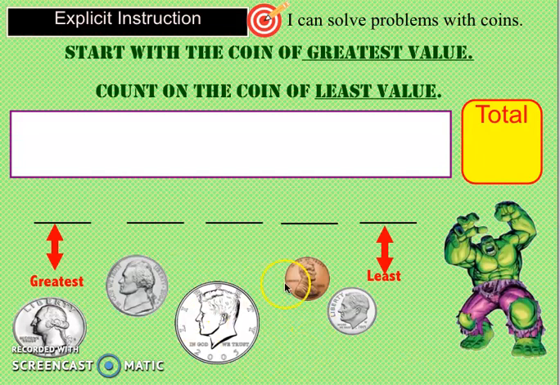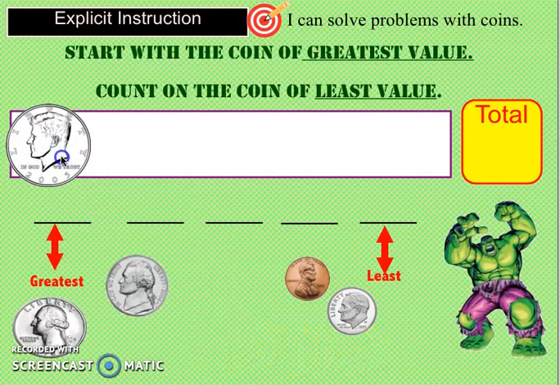We have a bunch of coins here, right here on the bottom. The Hulk has all these coins. He has here a quarter, a nickel, a half dollar, a penny, and a dime. So let's think about which one of these coins is our greatest value. Well, I could refer to my coin chart, and I already know that this half dollar has the greatest value. It's the biggest coin. Even though we don't use them as much anymore, it's still the greatest value amongst the other coins.